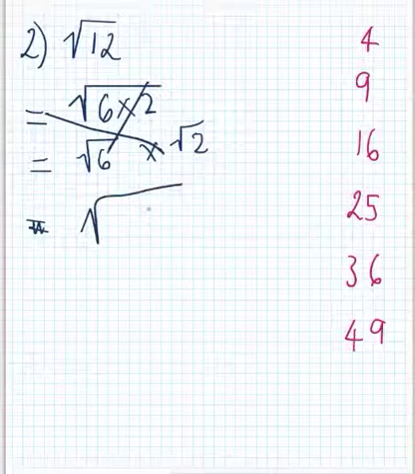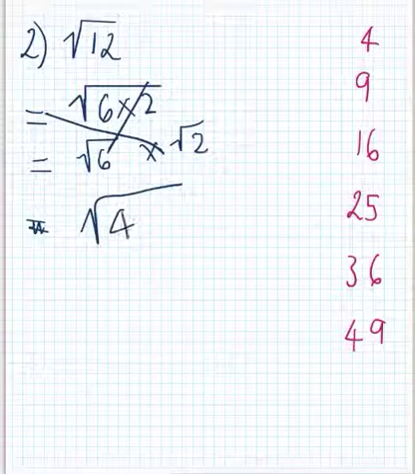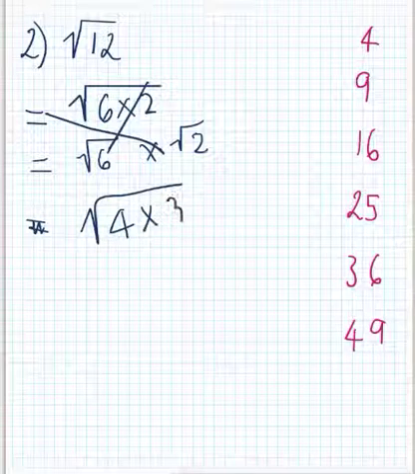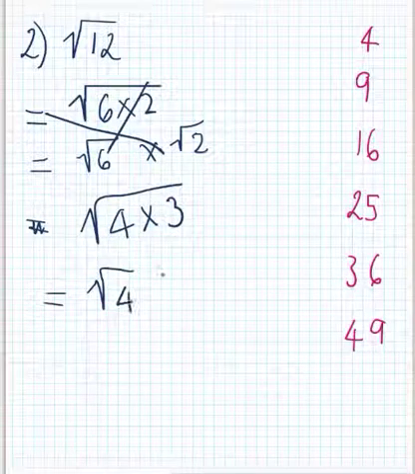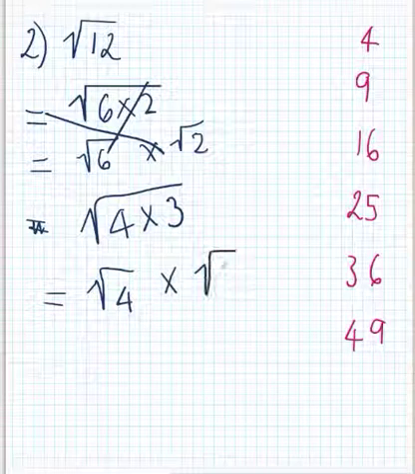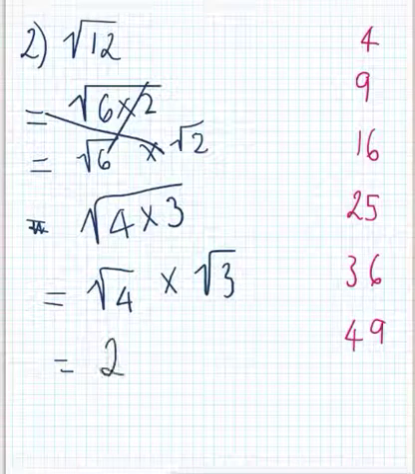Let's see, factors of 12. What about 4 times 3? That also gives me 12. And let's have a look. I'll separate them, so square root of 4 times the square root of 3. And what do you know? The square root of 4 is actually 2. It becomes a whole number 2, and the radical sign disappeared, times the square root of 3.